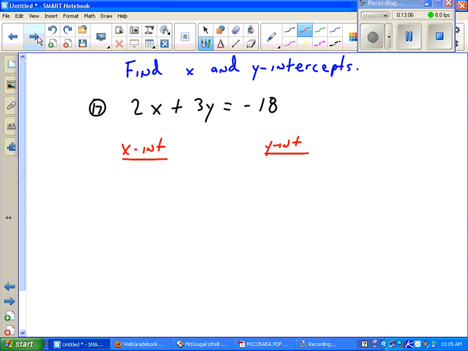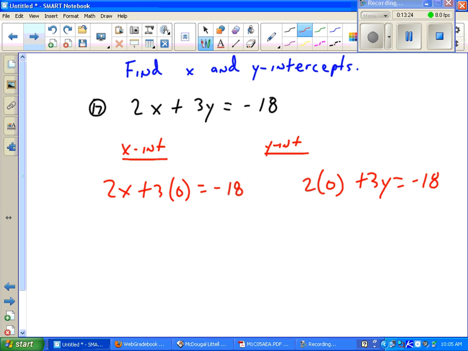But 17 says find the x and the y intercepts. In order to find your x-intercept, you plug in 0 in place of y. So 2x plus 3 times 0 equals -18. In order to find your y-intercept, you plug in 0 in place of x. So 2 times 0 plus 3y equals -18. Anything times 0 is going to be 0, which is going to eliminate this part. So 2x equals -18. To get x by itself, divide by 2. Since it says 2 times x, do the same thing to that side. X equals -18 divided by 2 is -9.